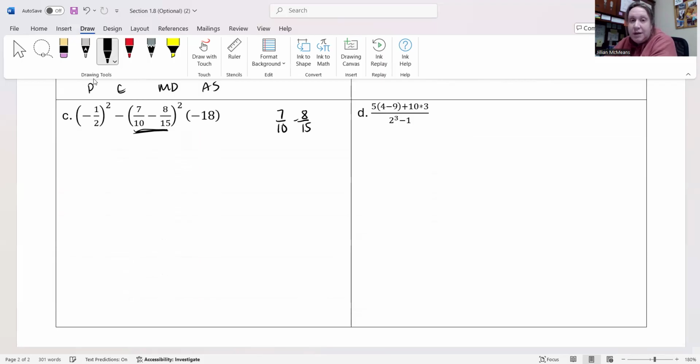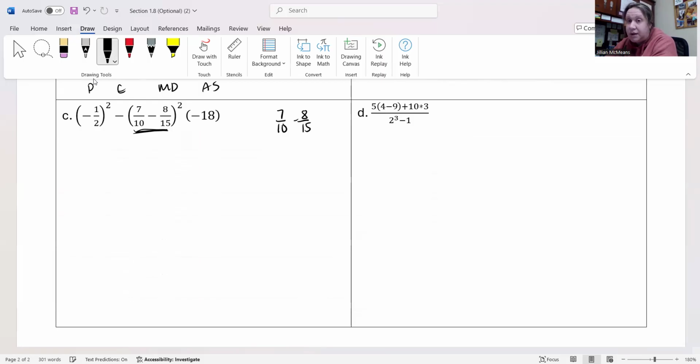So we need to find an LCD, okay? And you can do a lot of different things to find the LCD. You can start with a smaller factor or the larger factor. Let's start with the larger factor, 15. Does 10 divide into 15 evenly? No. So that means 15 is not the LCD because 10 doesn't divide into it evenly.